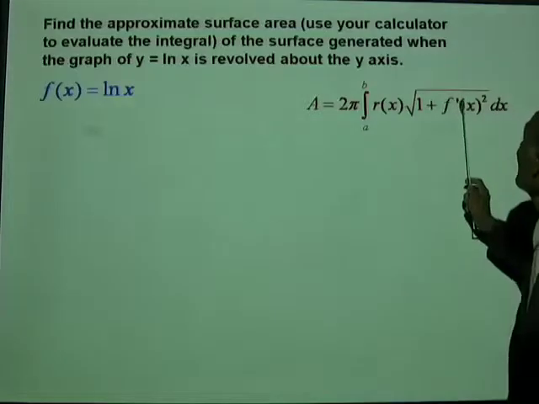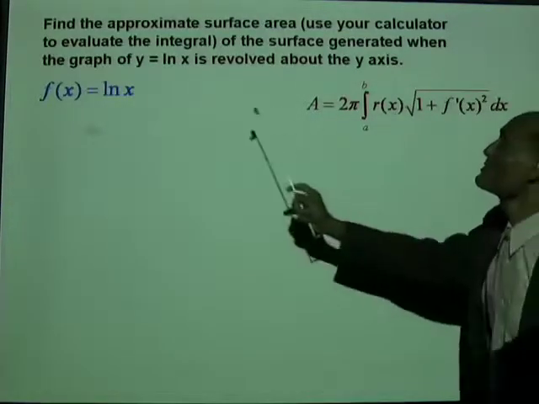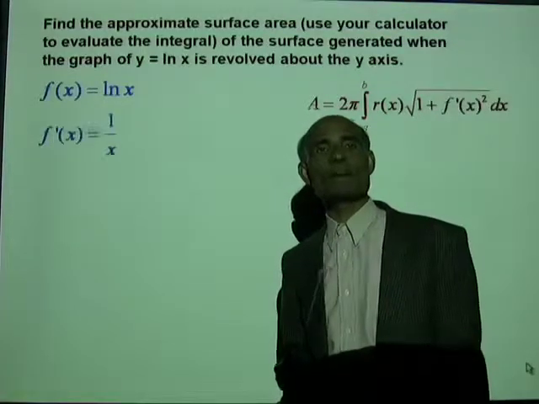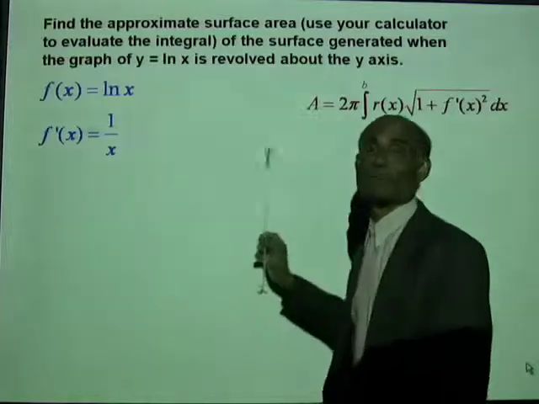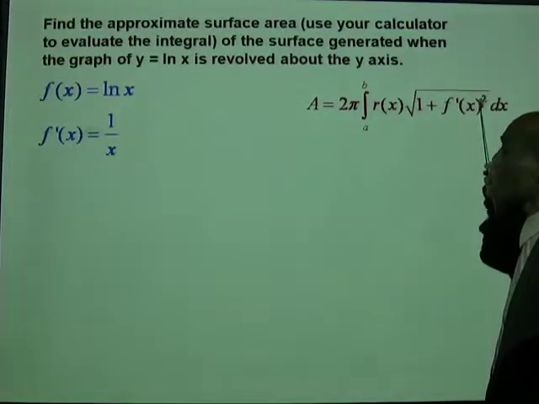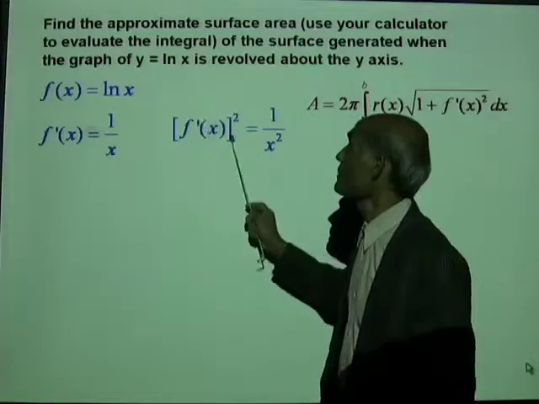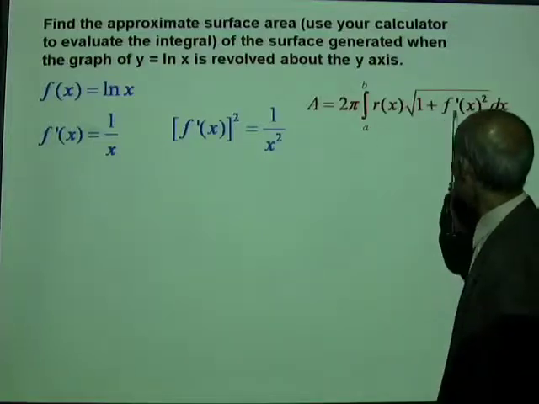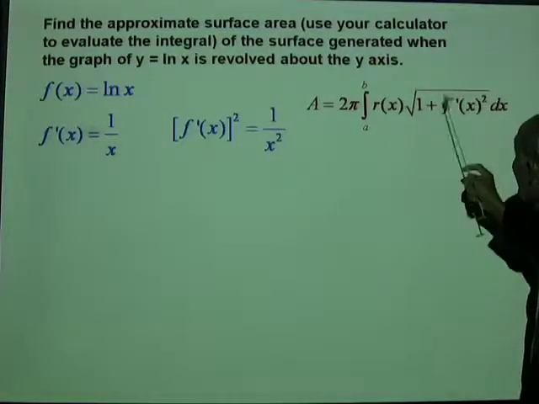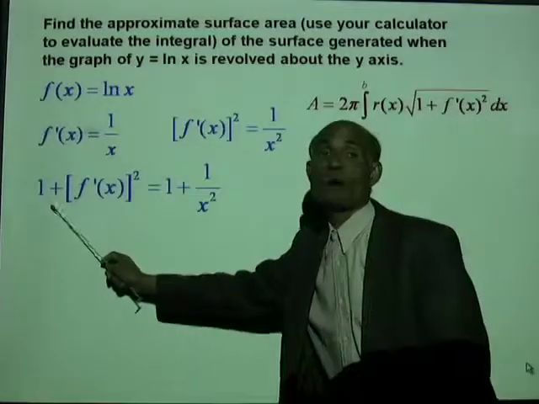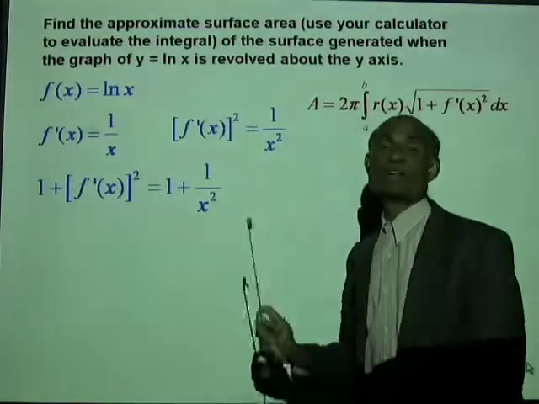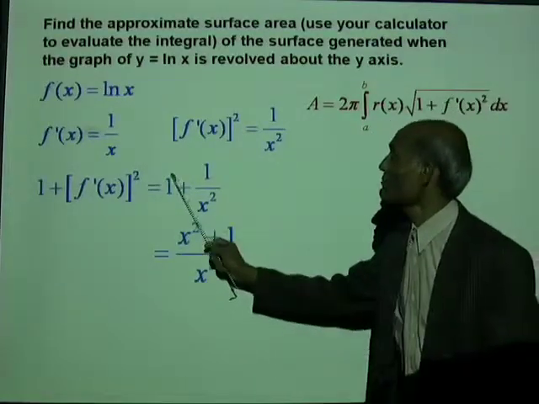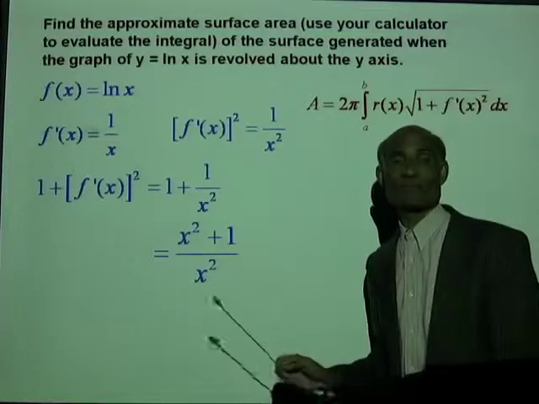Well, we start by finding the derivative of that. What is the derivative of ln x? If f of x equal to ln x, what is f prime x? Is 1 over x. Our next task is to find the square of that. So f prime x, the quantity squared, is 1 over x squared. Well, we found f prime x squared. We need to add 1 to that. 1 plus f prime x squared is 1 plus 1 over x squared. Let's simplify this. That will be x squared plus 1 over x squared.